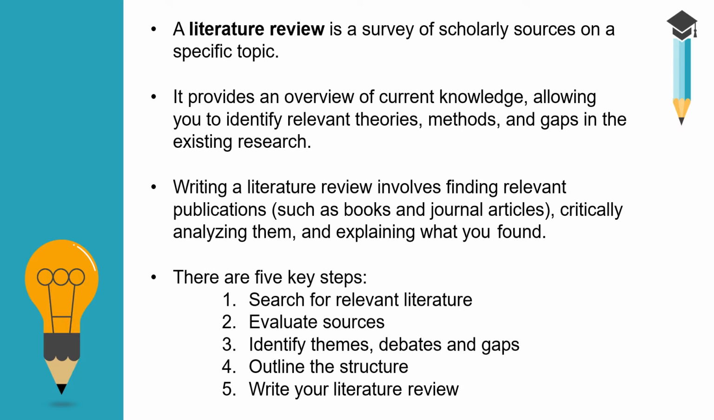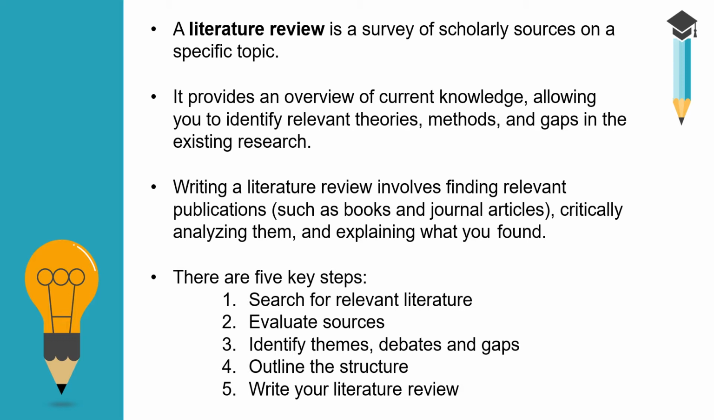Right. A literature review is a survey of scholarly sources on a specific topic. It provides an overview of current knowledge, allowing you to identify relevant theories, methods, and gaps in the existing research. Writing a literature review involves finding relevant publications such as books and journal articles, critically analyzing them, and explaining what you found. Okay, there are 5 key steps.